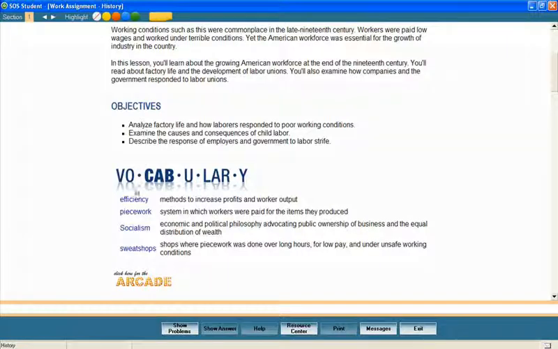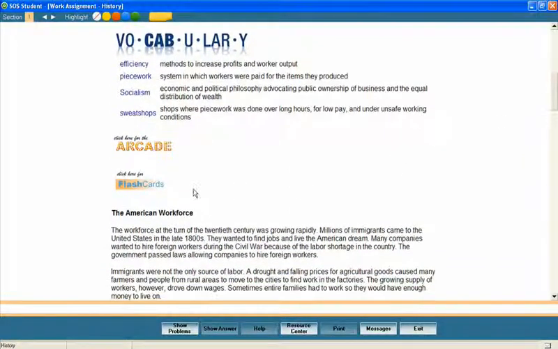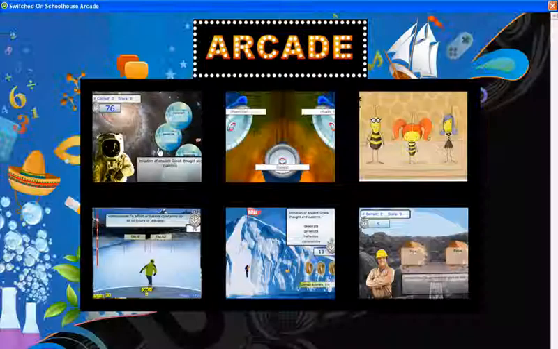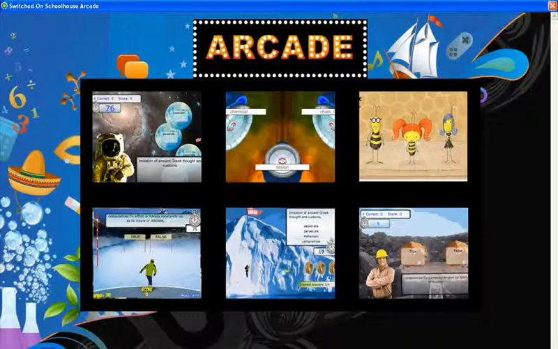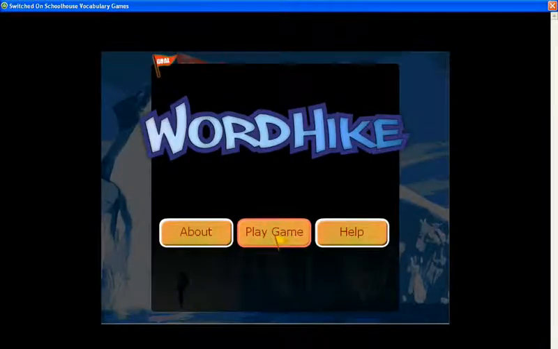Most lessons also include a list of vocabulary words that will be used throughout the lesson. We've included review and reinforcement activities to encourage mastery of these important words. For example, students can hear the correct pronunciation of each word. Sweatshops, piecework. A vocabulary games arcade provides additional practice designed to help students learn the spelling and definitions for the vocabulary from the lesson.